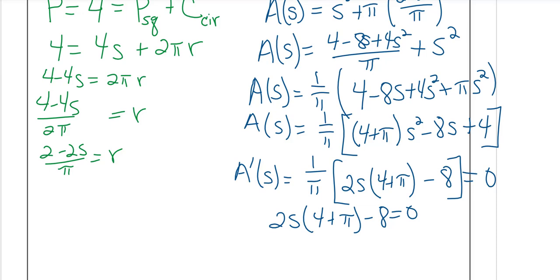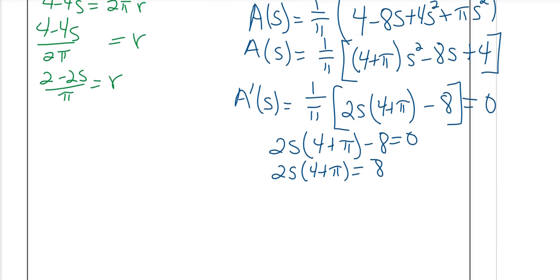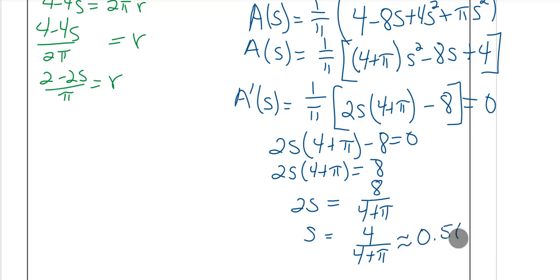So I have 2s times (4 plus pi) equals 8. So then 2s is going to equal 8 over (4 plus pi). So s is going to equal 4 over (4 plus pi) when I divide by 2. So this is approximately equal to 0.56.